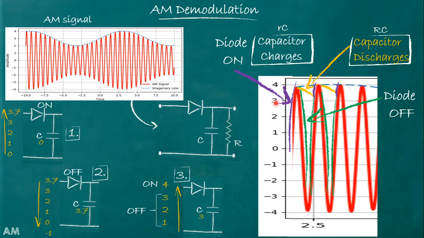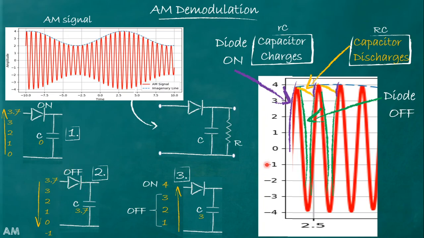Now here you can see that after reaching the maximum value, your input starts decreasing. So we can say that the capacitor voltage is at approximately 3.7 and your input is decreasing towards zero and towards the negative. So in this case the anode voltage starts decreasing and the voltage at the cathode of the diode is approximately equal to 3.7. So here you can see that the anode voltage is less than the cathode voltage, so your diode will be off or will work as an open switch.